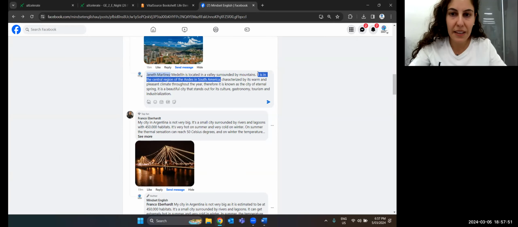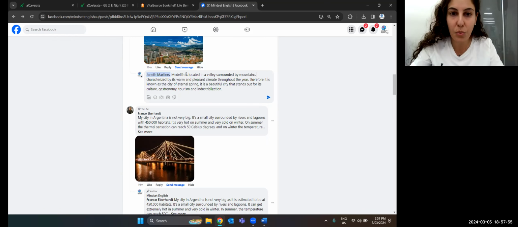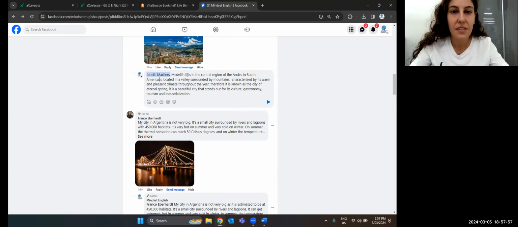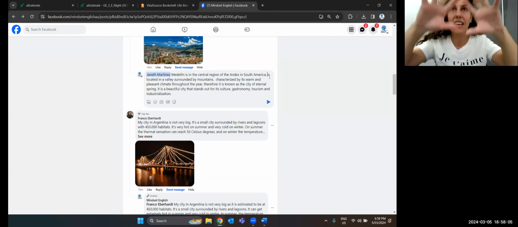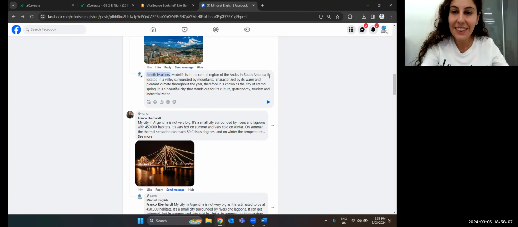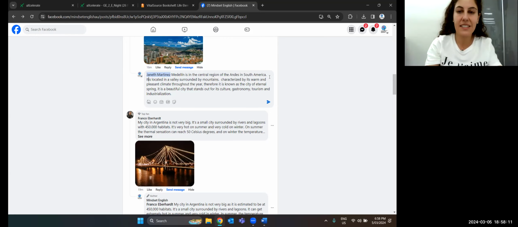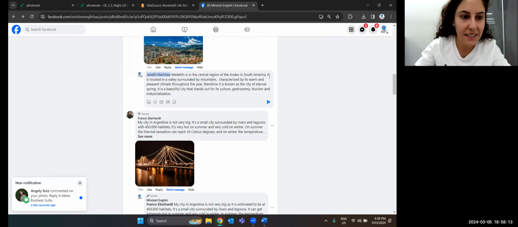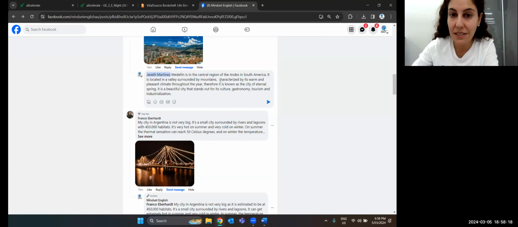I might put that at the beginning. So it's good to give details located with the country first. So Medellin is in the central region of the Andes in South America. So I'm going to talk about where its location is in the country first, and then what it looks like when I'm there. So it is located in a valley surrounded by mountains.